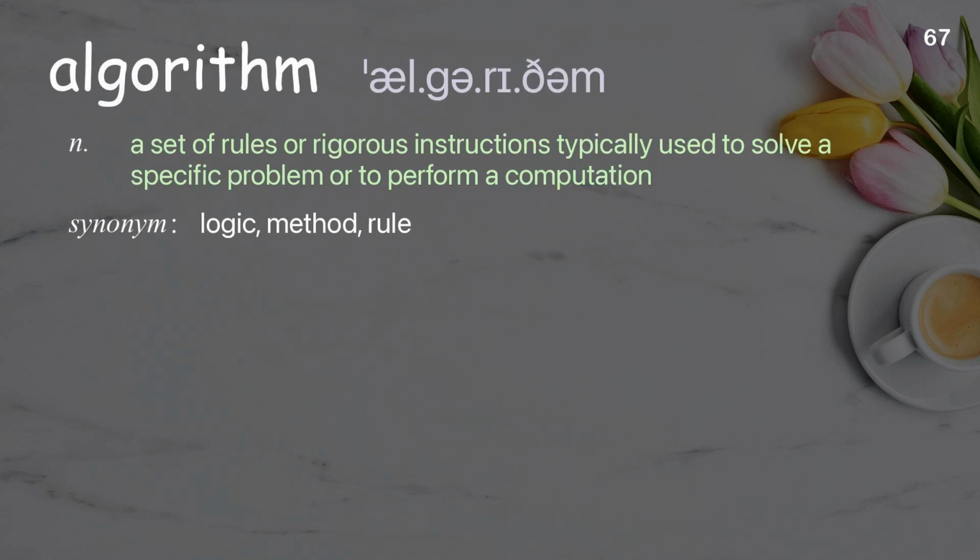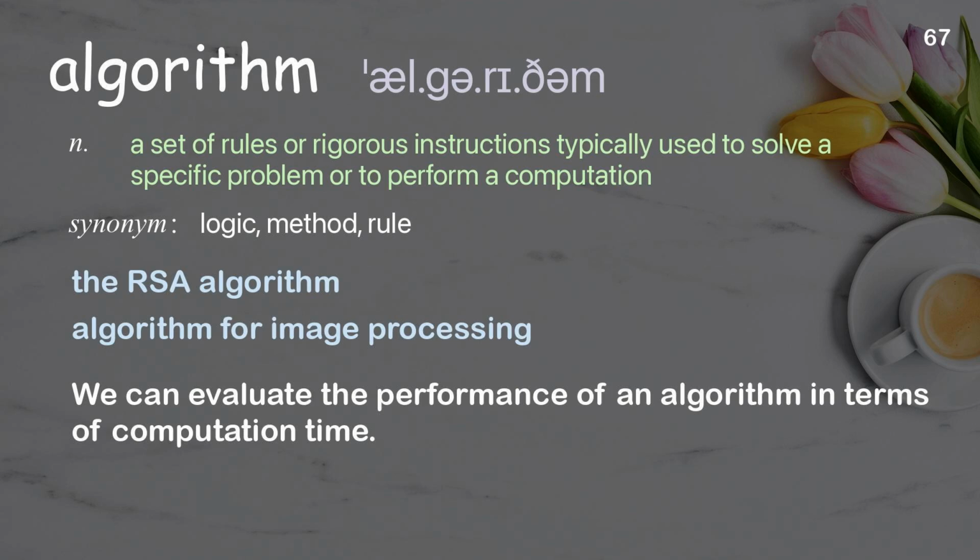Algorithm: a set of rules or rigorous instructions typically used to solve a specific problem or to perform a computation. Examples: the RSA algorithm, algorithm for image processing. We can evaluate the performance of an algorithm in terms of computation time.